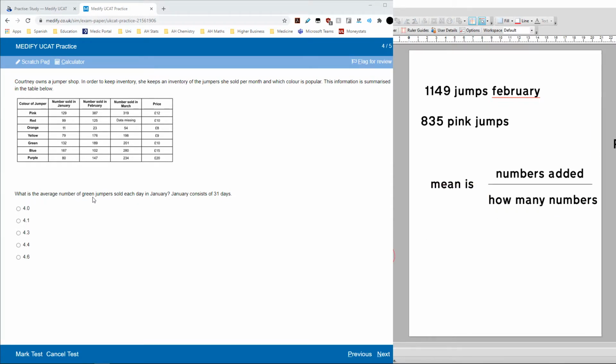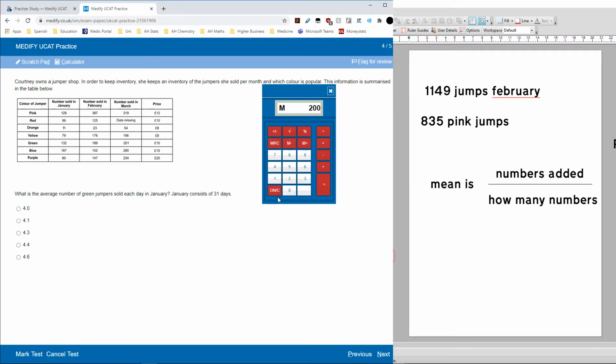So the average number of green jumpers sold each day in January. January consists of 31 days. Nice. So, on average, let's get the number of green jumpers sold each day in January. So, 132 jumpers are sold in total in January. That'll be our numbers added, or our target numbers, whatever. They've given us it already done. I don't know why, but it saves time.